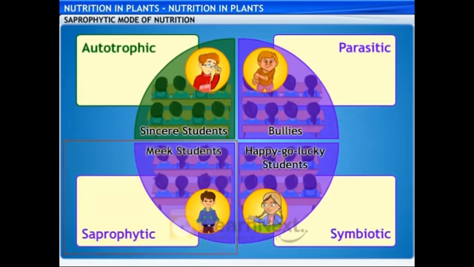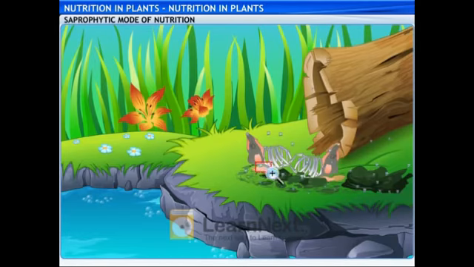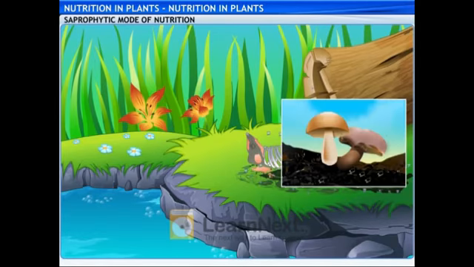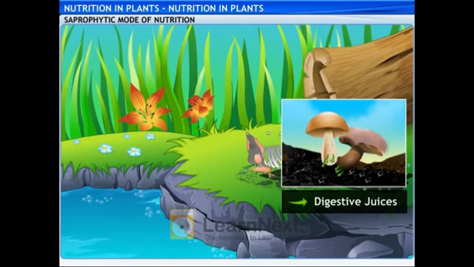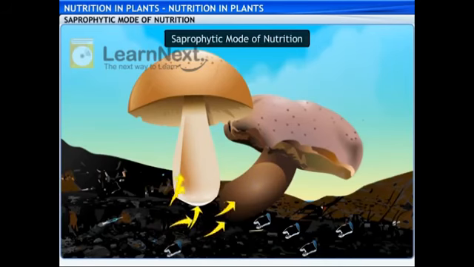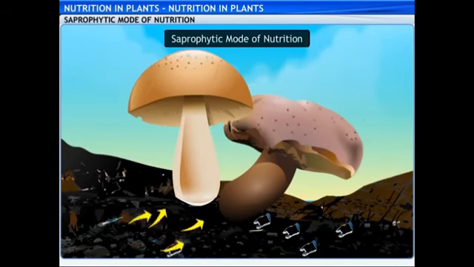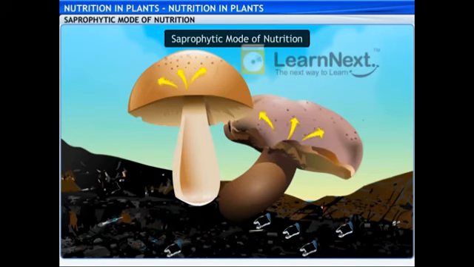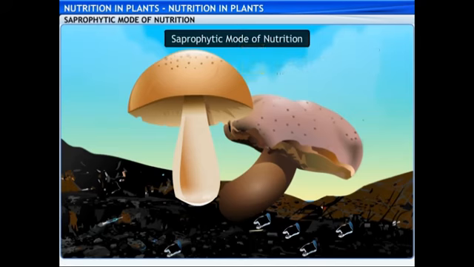Similar to students who copy their homework from others, some plants obtain their nutrition from decaying organic matter. They secrete digestive juices onto dead and decaying matter, and then absorb the nutrients from it. This mode of nutrition, in which organisms take in nutrients in solution form from dead and decaying matter, is called saprotrophic nutrition. Plants which use a saprotrophic mode of nutrition are called saprotrophs.